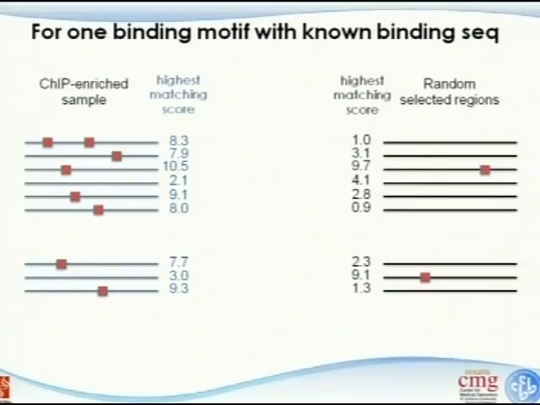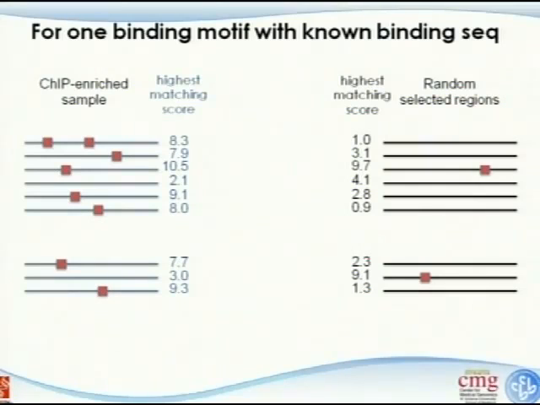Now for each individual sequence strand, which can be a couple of hundred base pairs, you design a sliding window from the very left to the very right and calculate a score. You get many different scores, but you just report the highest matching score of this particular sequence with the position weight matrix. Let's say the first one is 8.3 because there is a binding site in there. 7.9, 10.5, this is a strong binding site. This one doesn't have any binding site, and the score is 2.1. I'm just making it up, right?